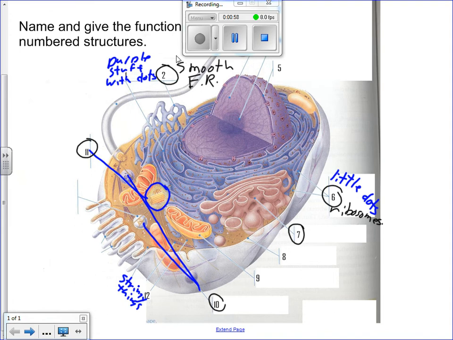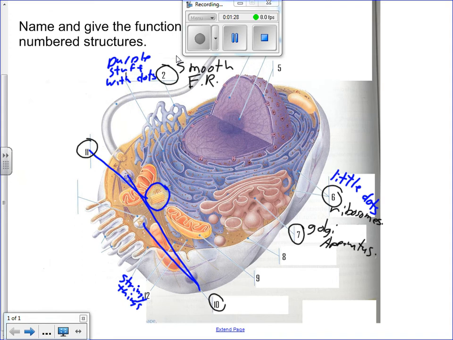Number 7, this big thing right here. That is the Golgi apparatus. And what does it do? It packages wastes, right? Excretes wastes, sends wastes to the membrane, begins exocytosis. Anything along those lines would be fine. That's fine. That's what exocytosis is.